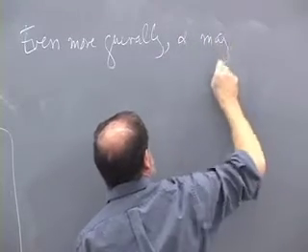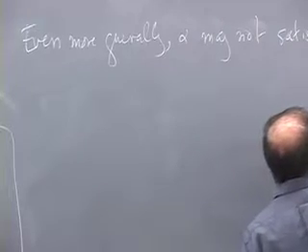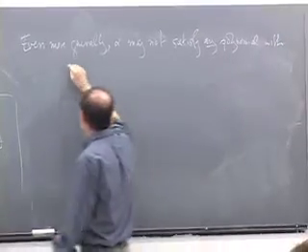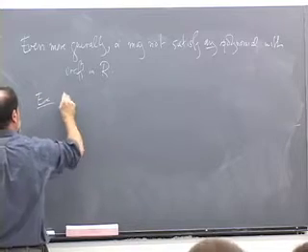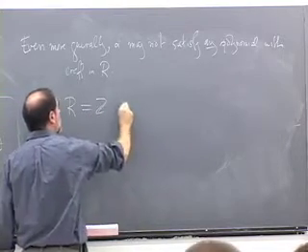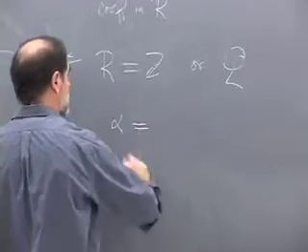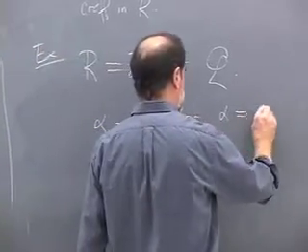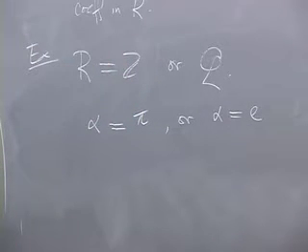alpha may not satisfy any polynomial with coefficients in R. So an example of that is if you took R to be the integers, or even the rational numbers, and you took alpha to be the mathematical constant pi, or alpha equal the mathematical constant e. Those are nice complex numbers. They're called transcendental numbers because they don't satisfy any polynomial.